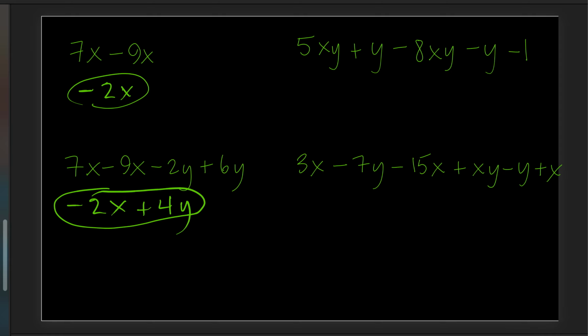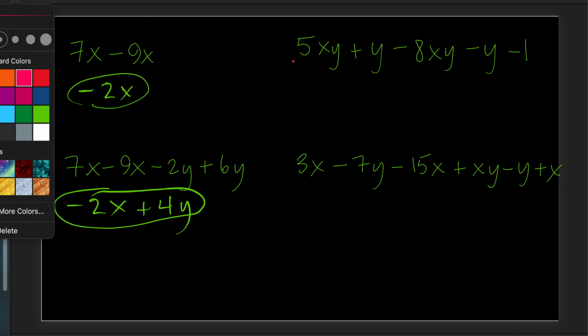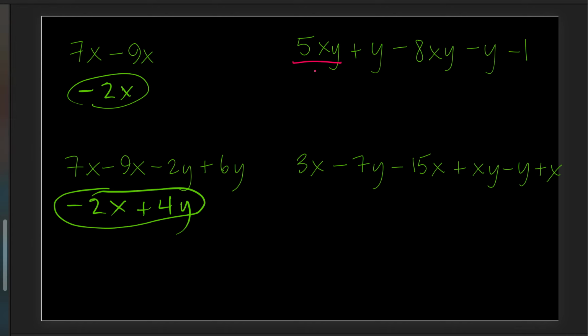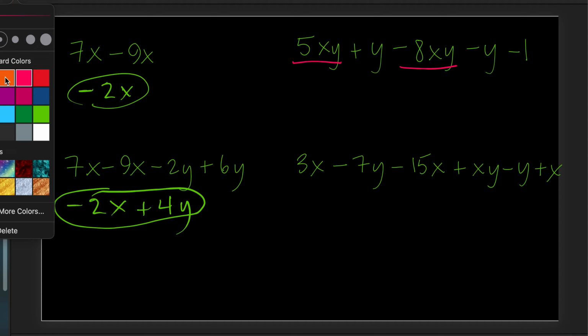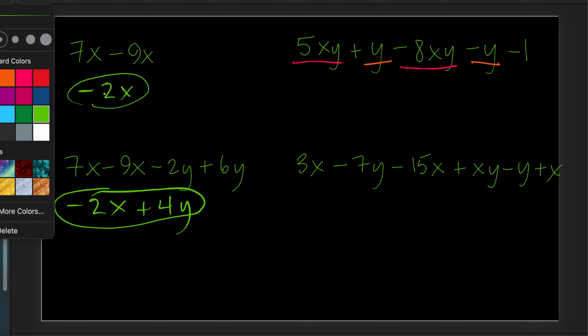Next, we have 5xy plus y minus 8xy minus y minus 1. And you can underline for yourself if you want the like terms. Remember, xy like that, that's a term. 5xy here, and we have another xy term right here. And it looks like we have y terms. This is starting to look like Halloween. So positive y and then a minus y. Those are y terms, and then we have that 1 hanging out there.